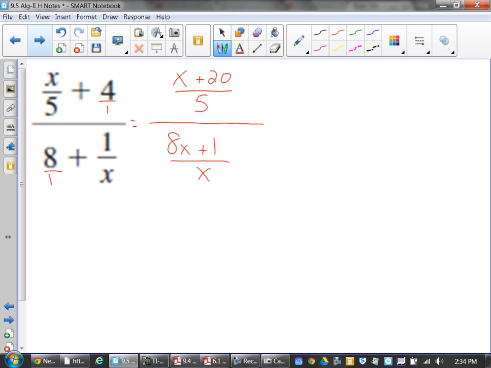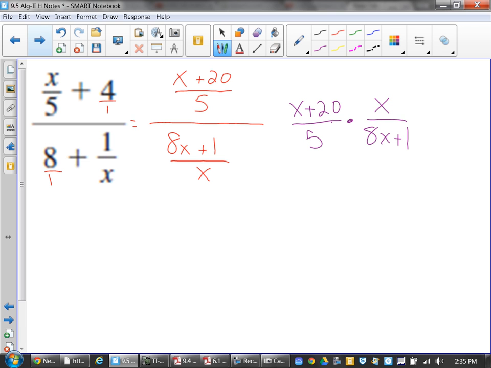So now it's just a matter of multiplying by the reciprocal. So you wind up with x plus 20 over 5 times x over 8x plus 1. Notice I just flipped it right away. If you want to rewrite it one more time with the horizontal bar before you flip it over, that's fine. You don't need to.